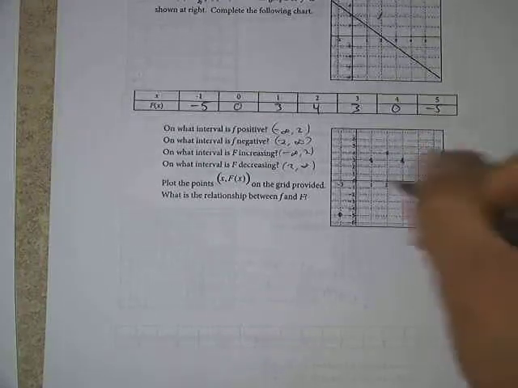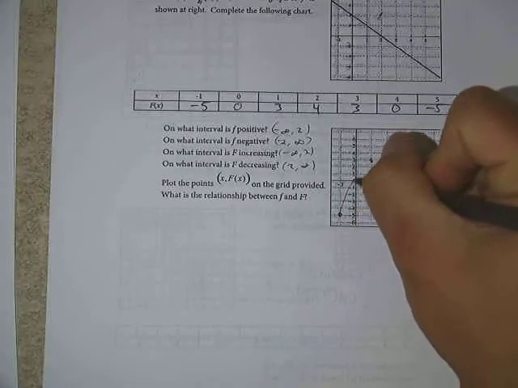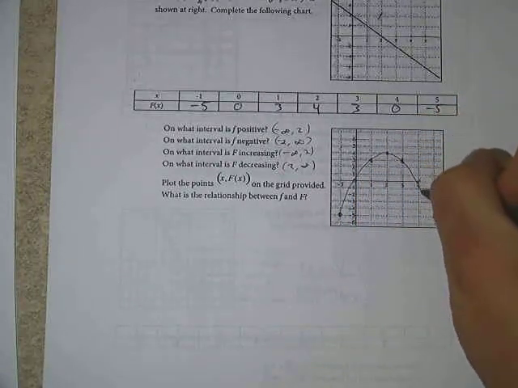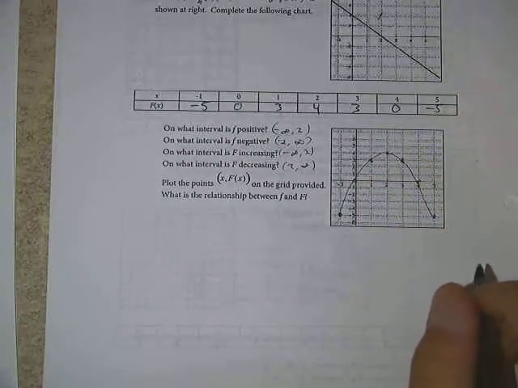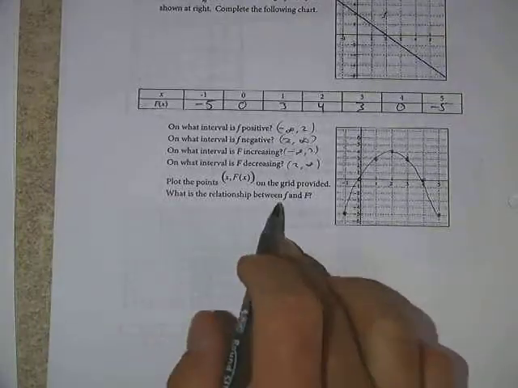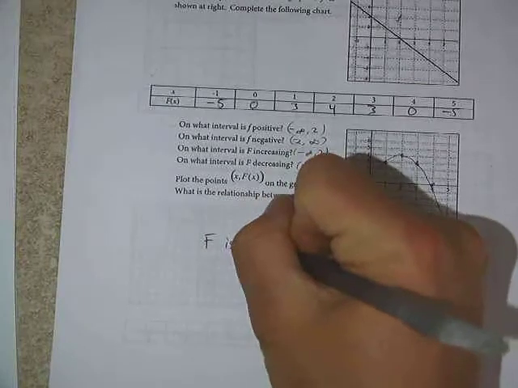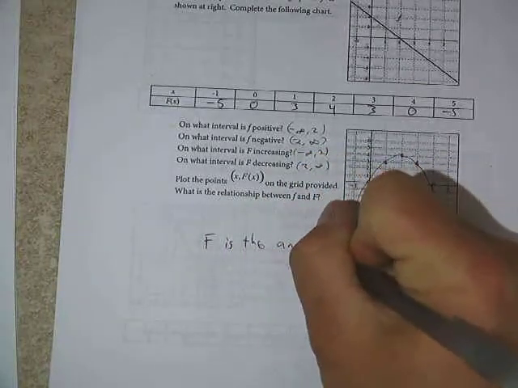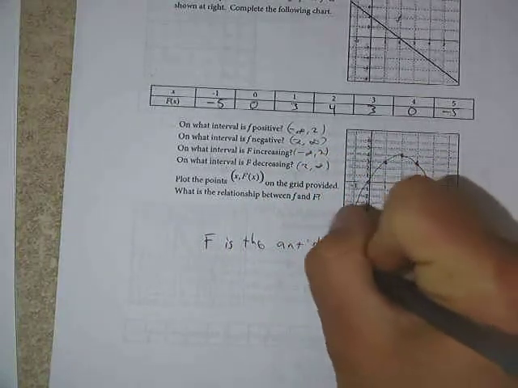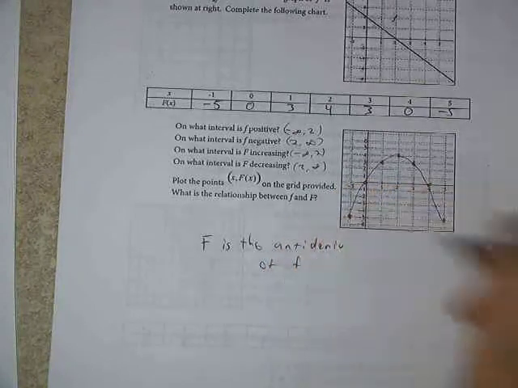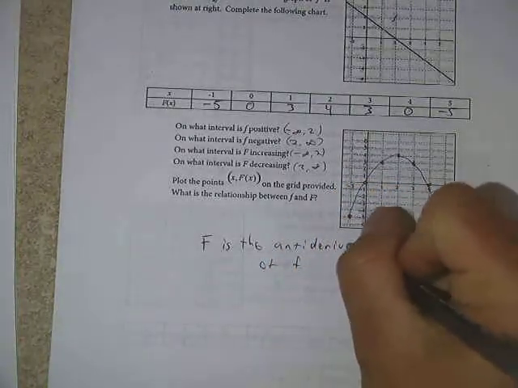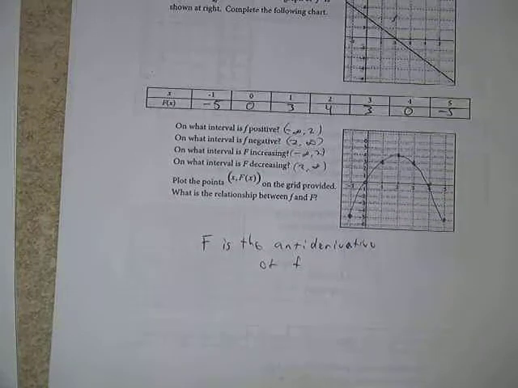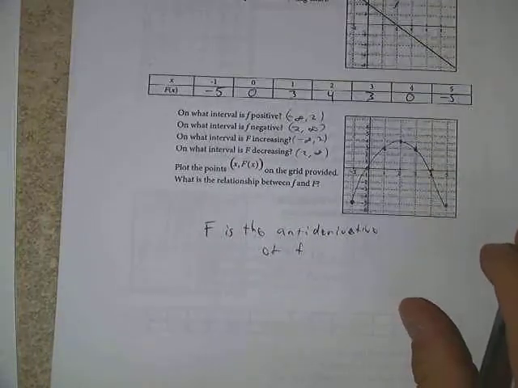So we plot the values. We've got negative 1, negative 5; 0, 0; 1, 3; 2, 4; 3, 3; 4, 0; 5, negative 5. And if we plot those points and draw a curve through them, we get exactly what we expected, which is a parabola opening down.